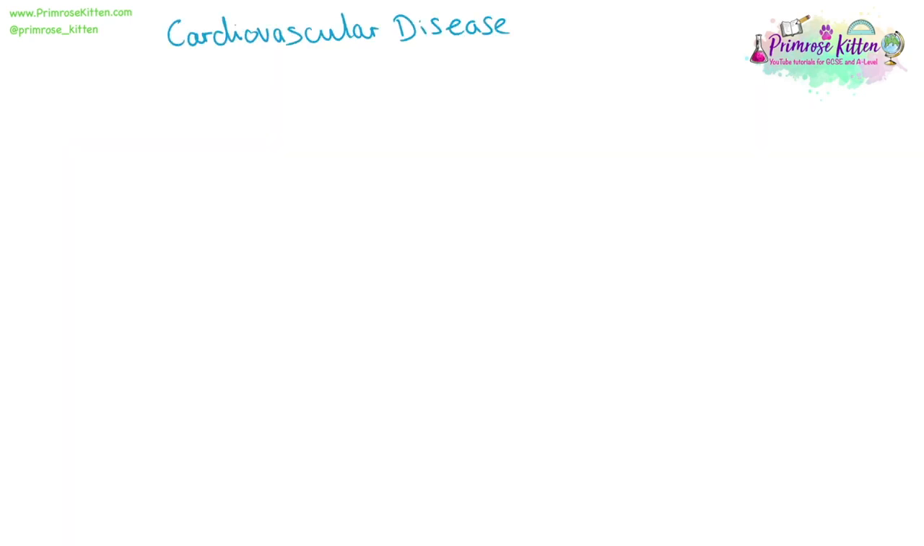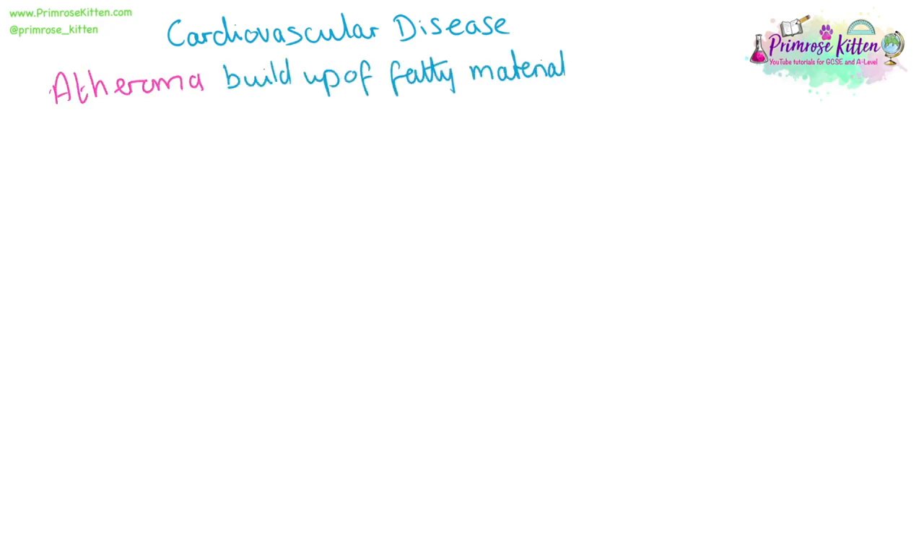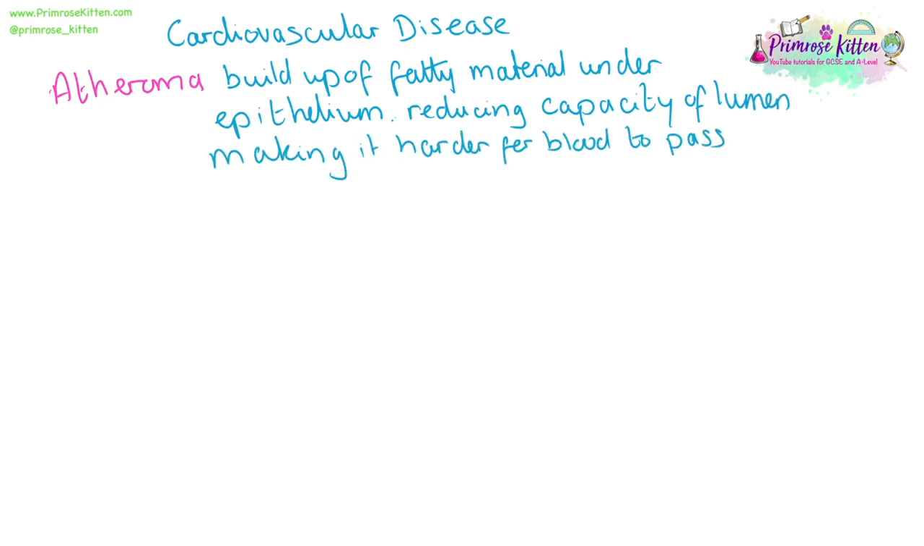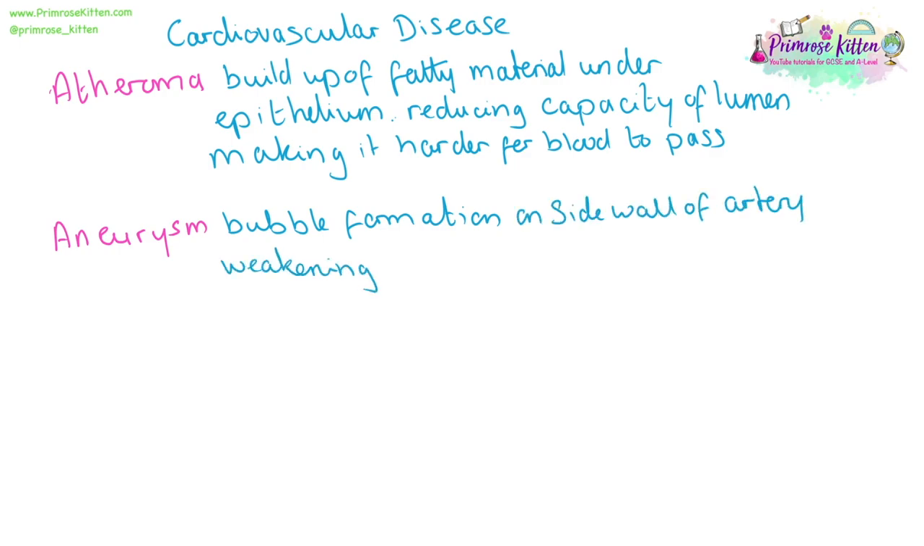Cardiovascular disease affects a wide number of people. Atheroma is a buildup of fatty material under the epithelium, resulting in reducing capacity of the lumen, making it harder for blood to pass through. An aneurysm is a bubble forming on the side wall of an artery, weakening the artery, and it can pop due to pressure.